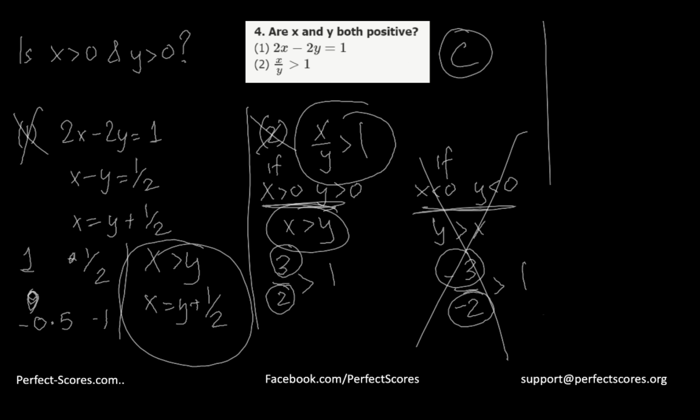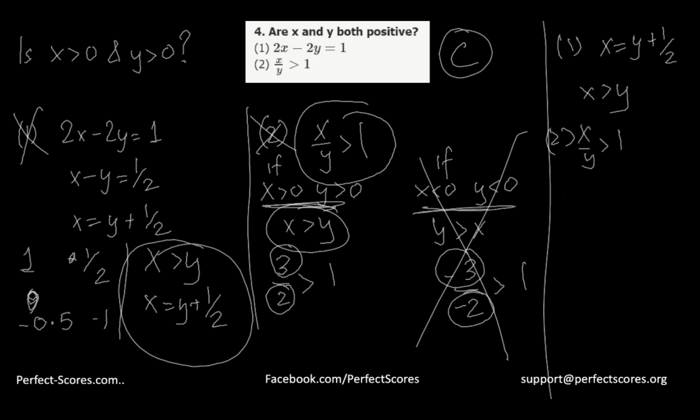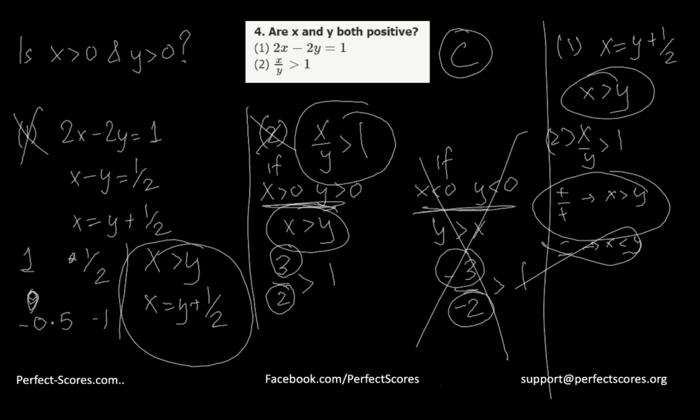Just to reiterate what I said: the first statement tells you x is y plus half, which means x is greater than y. The second statement tells you that x over y is greater than 1, which means if they're both positive, then x is greater than y. If they're both negative, x is less than y. But statement 1 says x is greater than y, so this case is gone. Hence, the only thing that is left is that they both are positive. Hence, C is my answer.